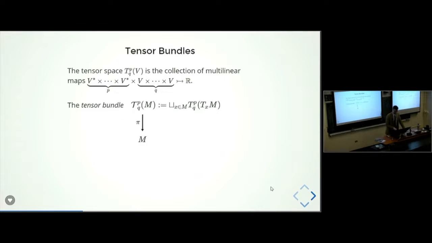All right, so if V is the tangent space at a point, well, this tensor space is some vector space based at that point. And I play exactly the same game. I have the tensor space over the tangent space at each point, and then I take the union over all points, and that gives me some giganto vector bundle.